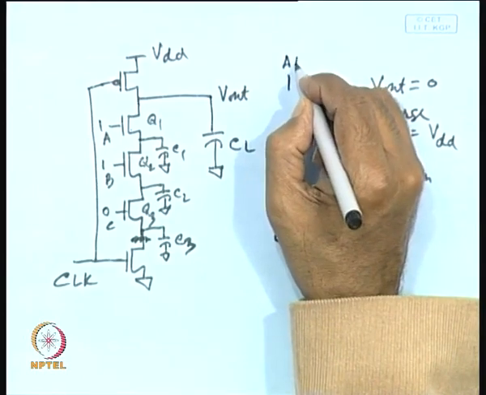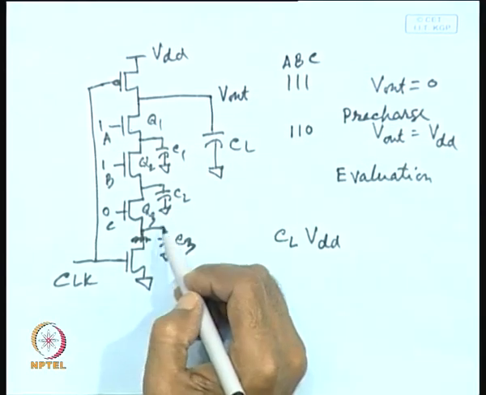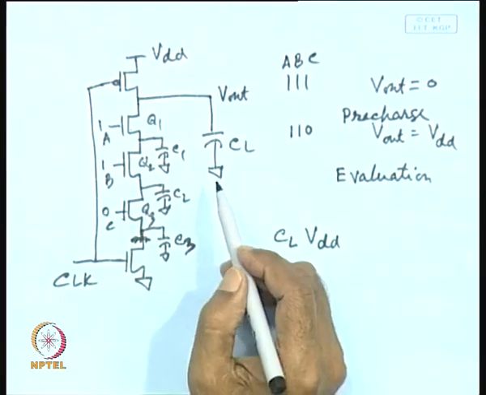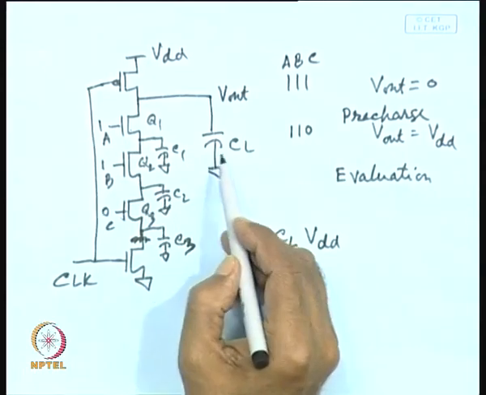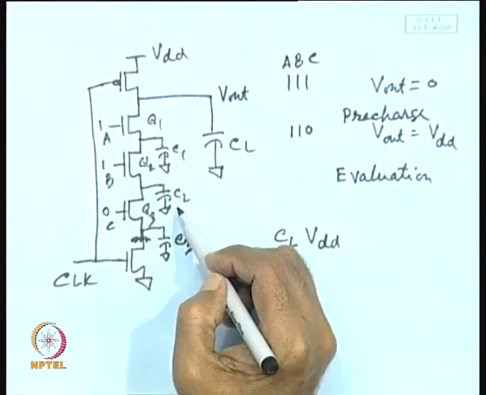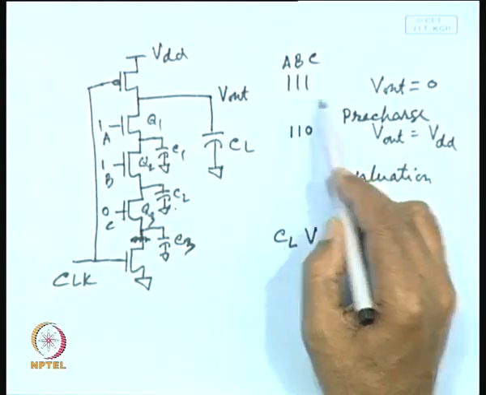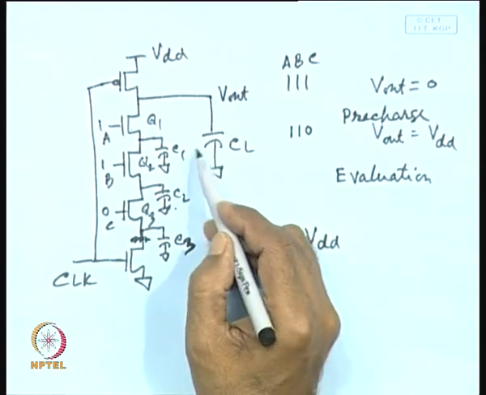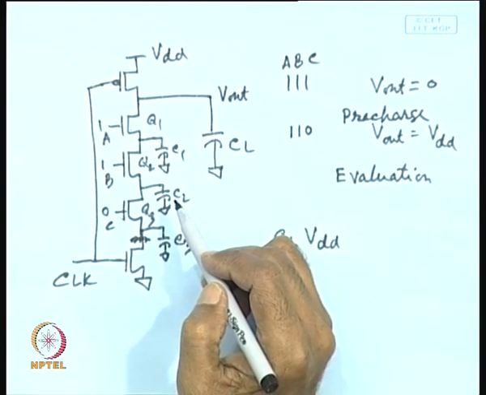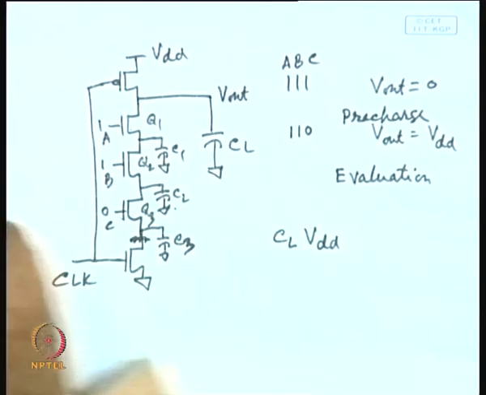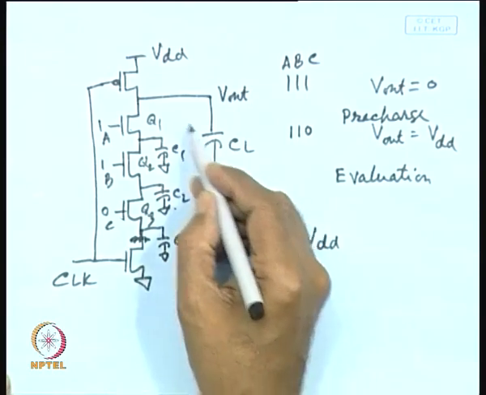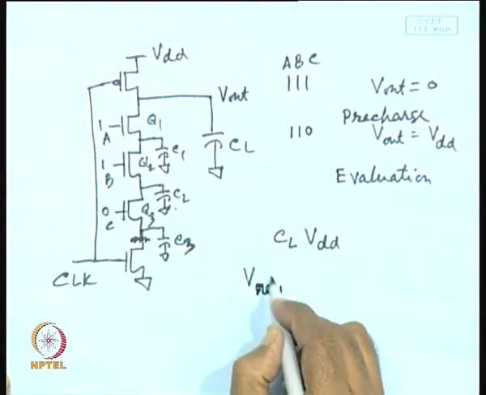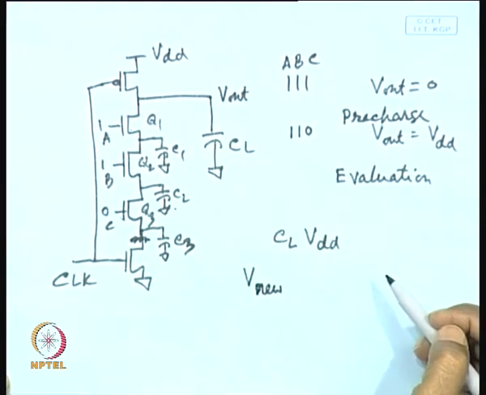This transistor Q3 is off, but Q1 and Q2, these two, are on. As a consequence, since these transistors are on, this charge will get redistributed in C1 and C2, and since the earlier input was 111, these two capacitors were discharged. This charge will get distributed in C1 and C2, and as a consequence, because of redistribution, the output will not be VDD; it will attain a new value, let us say V new, because of redistribution of charge.